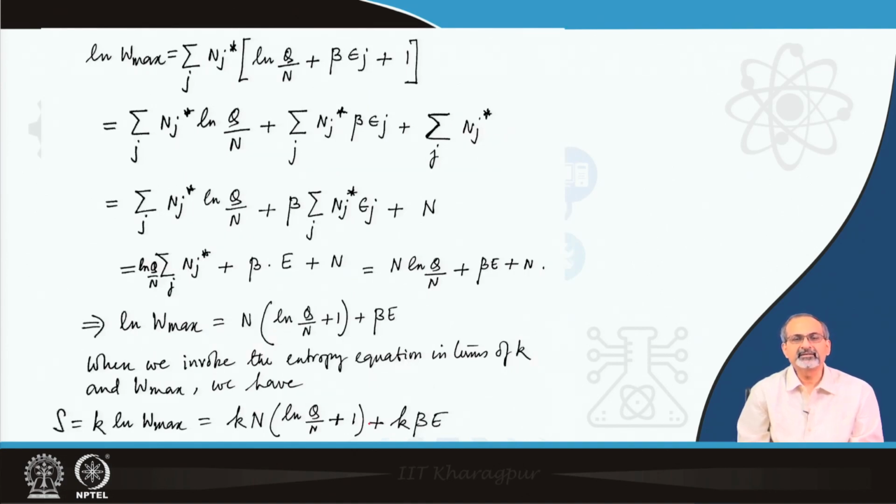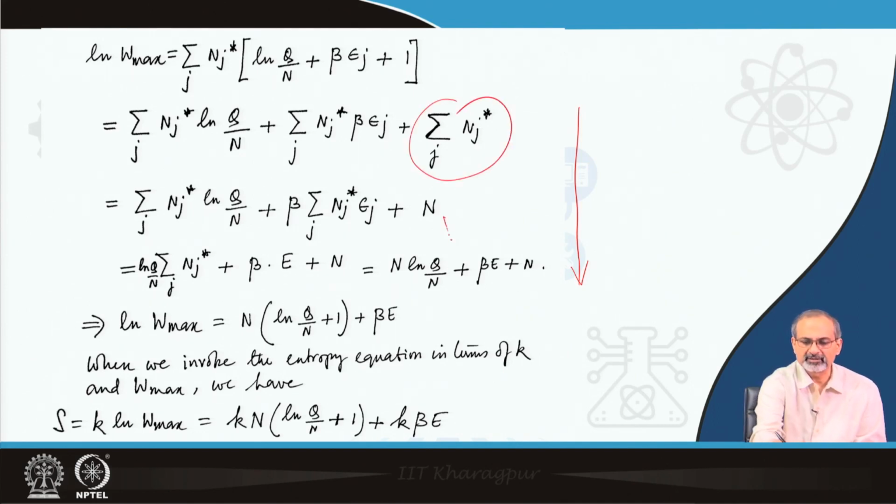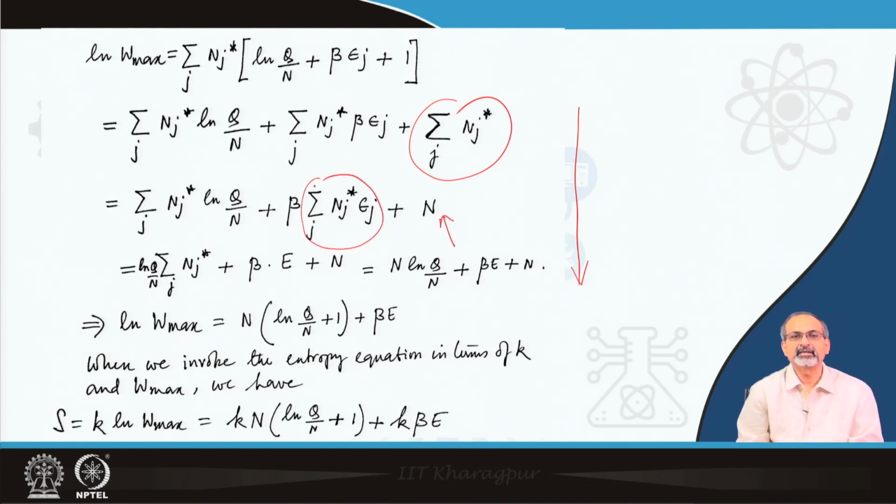Now, we try expanding this term by term, and then you can very easily understand the different steps that we have put over here. For example, the summation of N_j star will give you N, and the summation of N_j star epsilon_j over all the energy levels will give you capital E, and thereby you end up getting a form for log W max. When we invoke the entropy equation in terms of k and W max, this is what we get. So, we get an expression for S in terms of Q.